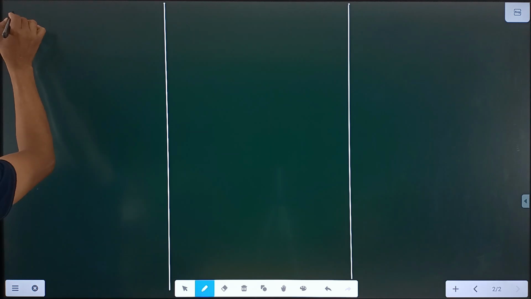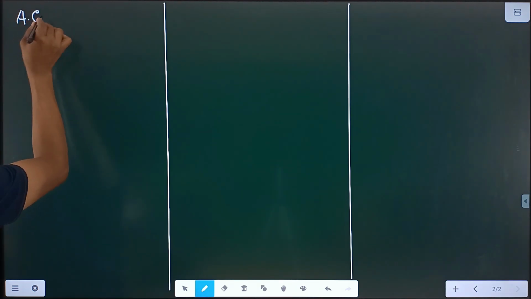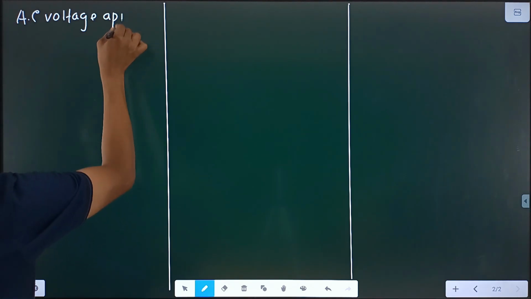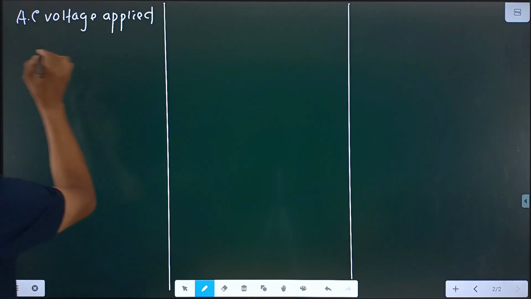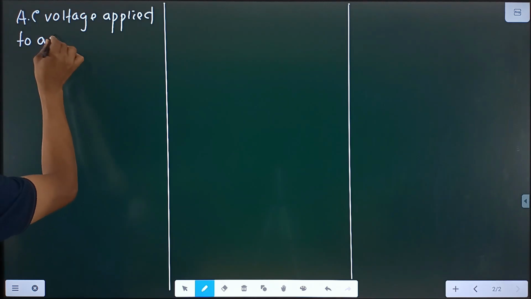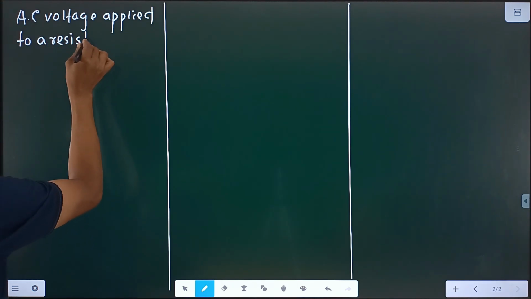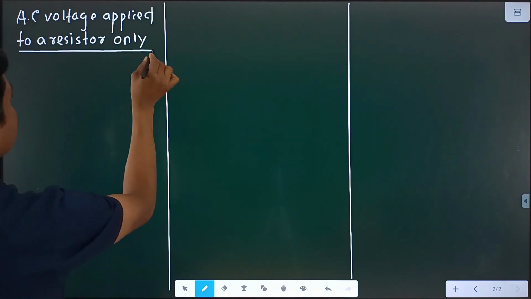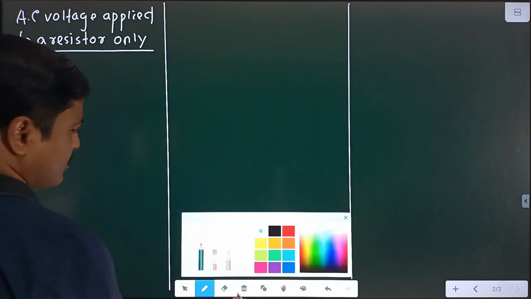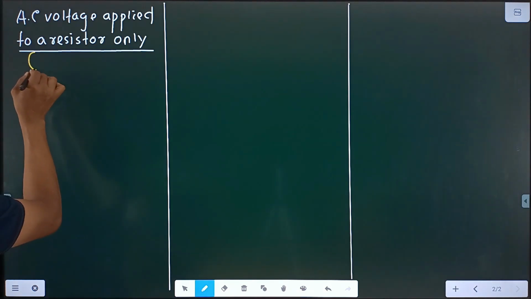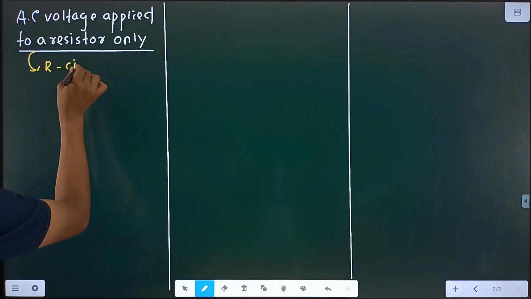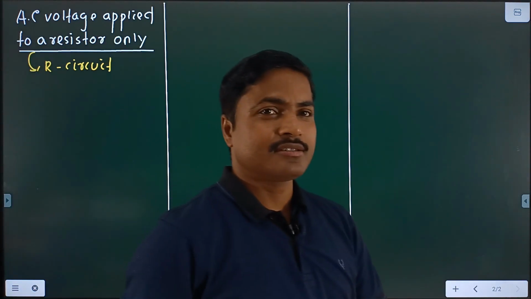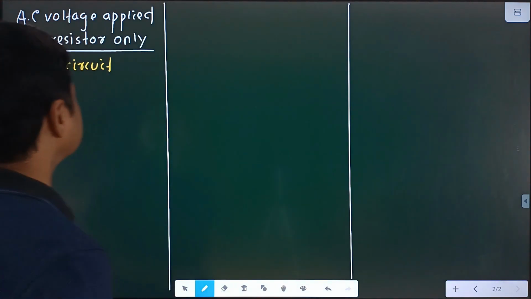R circuit means we write AC voltage applied to a resistor only. Only a resistor is there. If only a single resistor is there, that is known as the R circuit. Clear? And here AC voltage means the applied AC voltage.